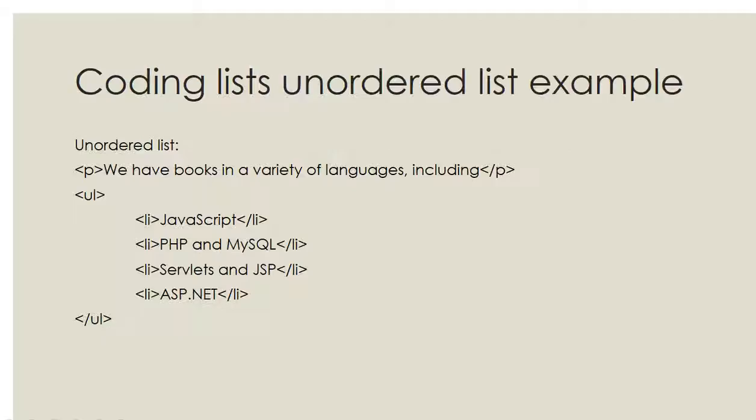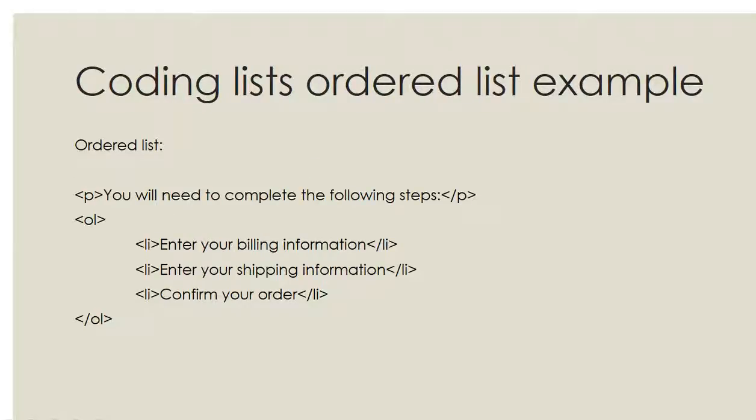I'll show you an example. This is coding an unordered list example. You'll see the UL, and each list item has the LI. And in the ordered list, you will see the OL for ordered list, with the LI for each list item, and you'll see it's within that block element.